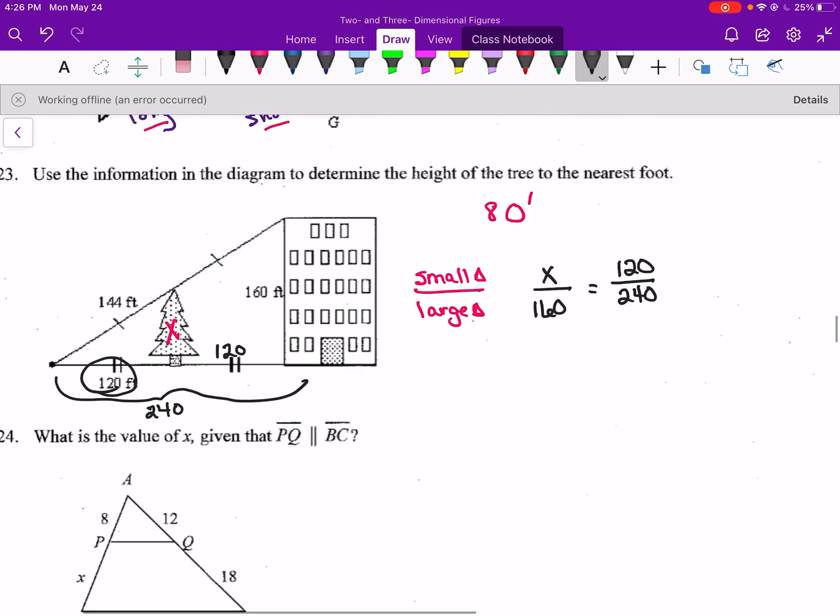Before I cross multiply, let me do some reducing. And then cross multiply. 2x equals 160. Divide both sides by 2, x equals 80 feet.